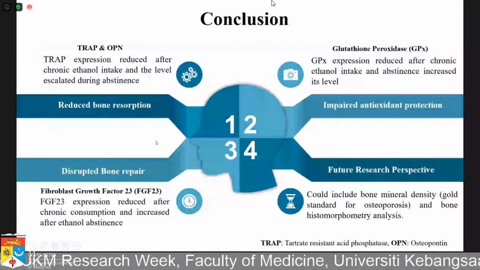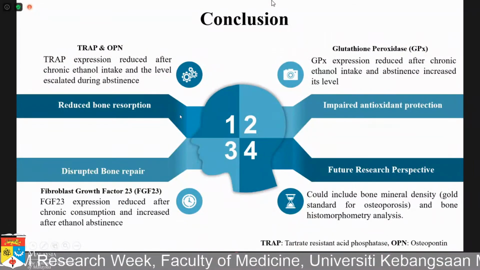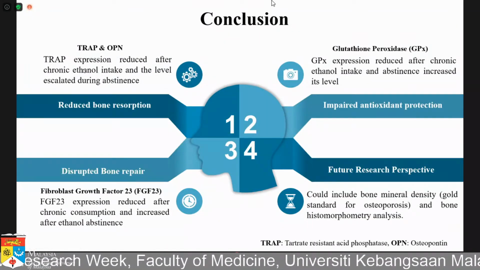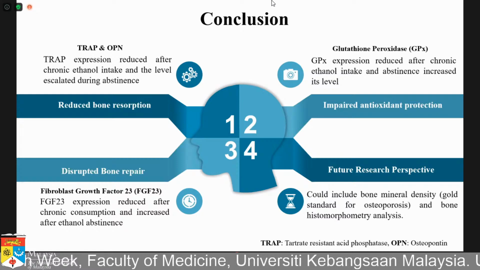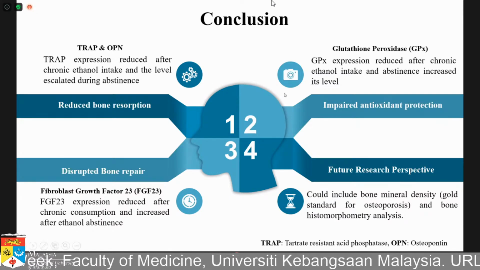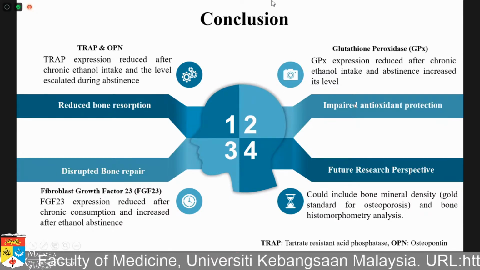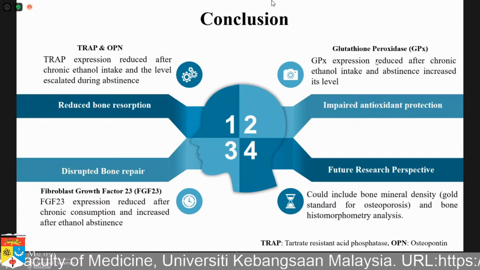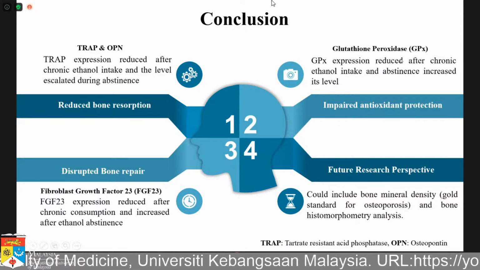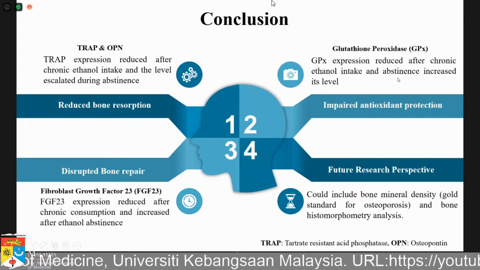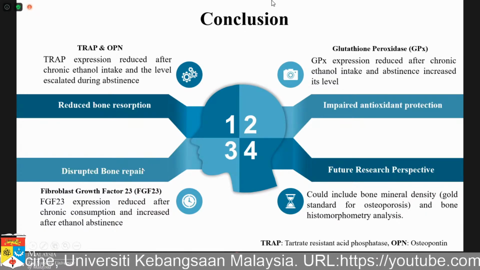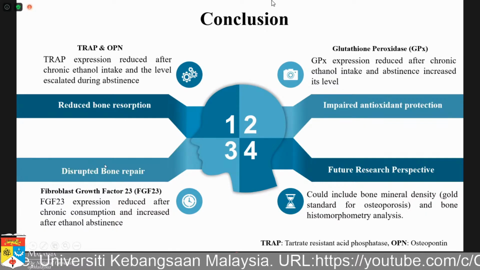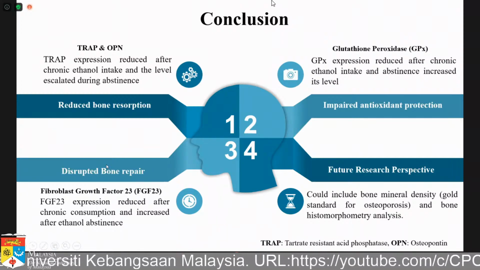So in conclusion, ethanol reduced bone resorption, as evidenced by TRAP expression, which was reduced in the chronic ethanol intake. The level escalated again during abstinence. Secondly, ethanol impacts antioxidant protection, as evidenced by the decrease in GPX expression, whereas abstinence is able to increase the levels back. And lastly, ethanol disrupted bone repair, as evidenced by the decrease in fibroblast growth factor 23 after chronic consumption.